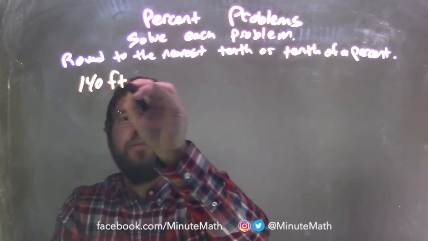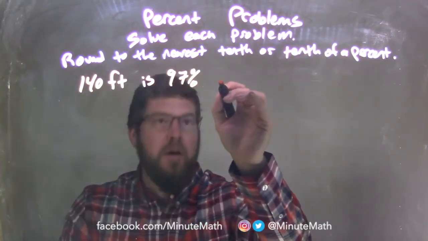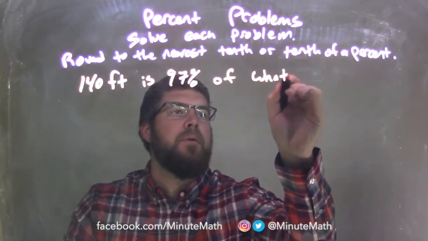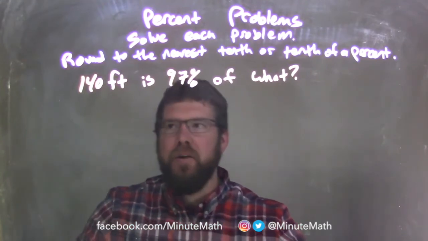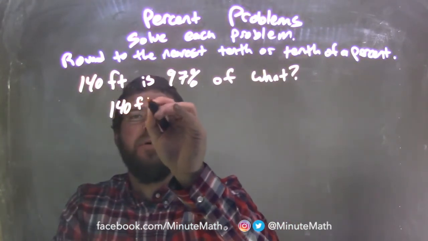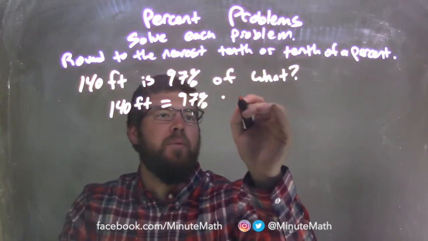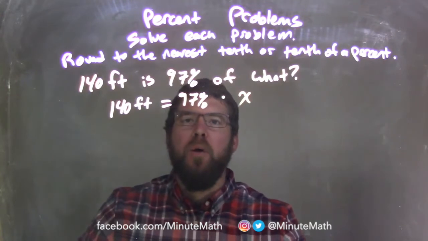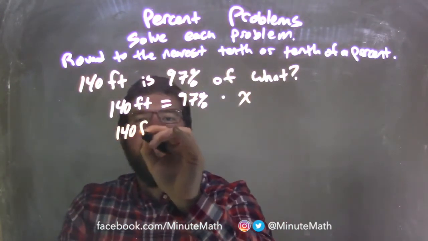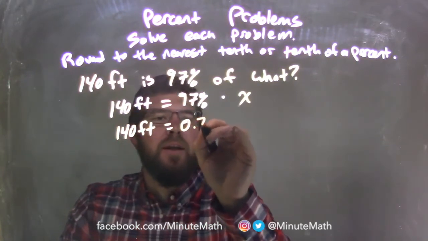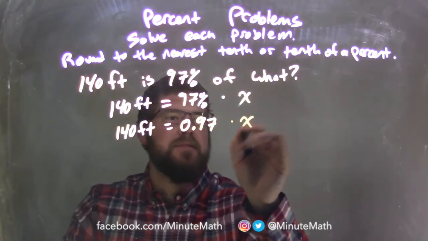140 feet is 97% of what? So 140 feet is 97% of what? Let's make that into an equation. 140 feet is equal to 97% multiplied by what? X. Okay? Well, 97%, we can convert that to a decimal. So I'll rewrite this: 140 feet equals 0.97, 0.97 being 97%, times x.